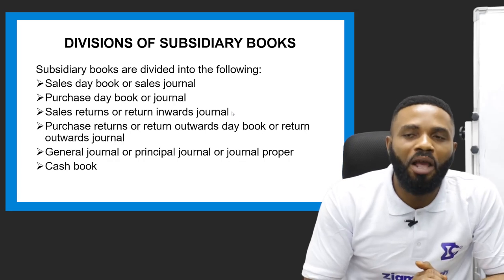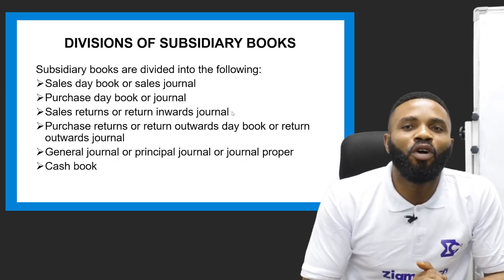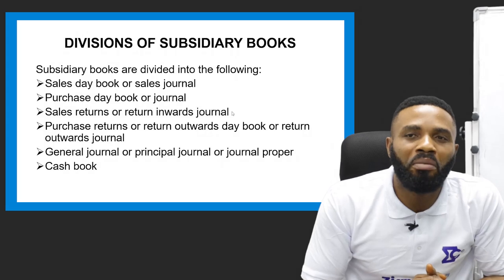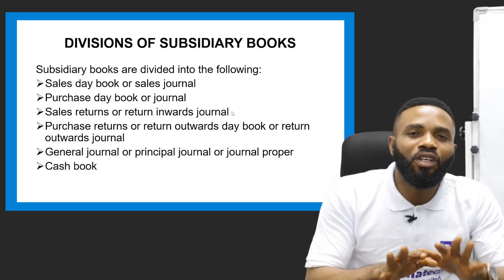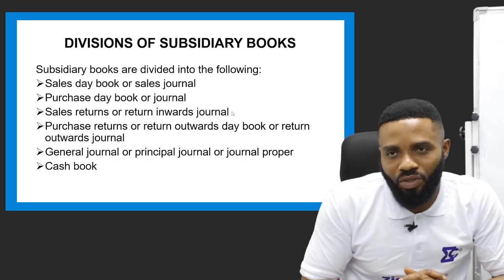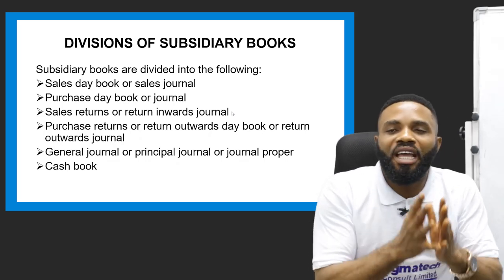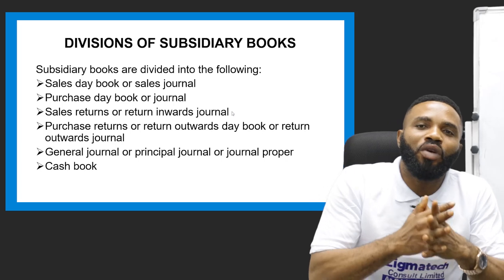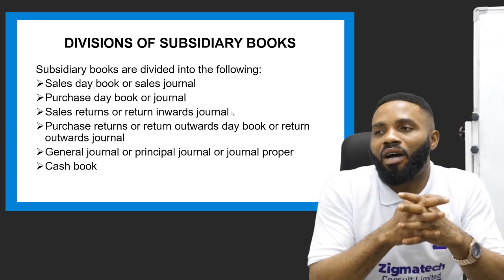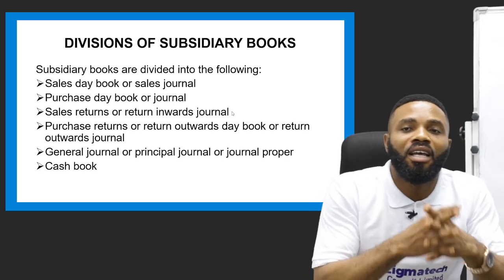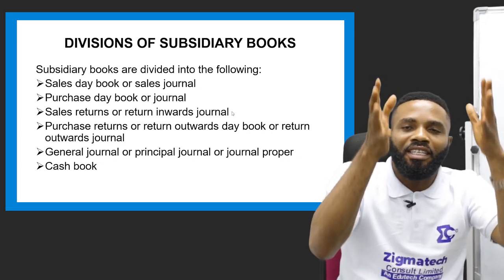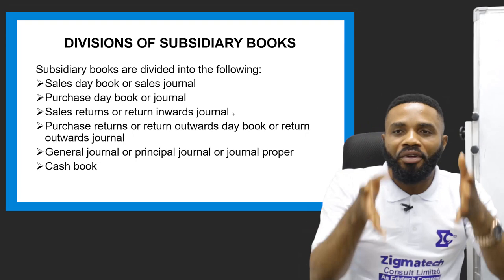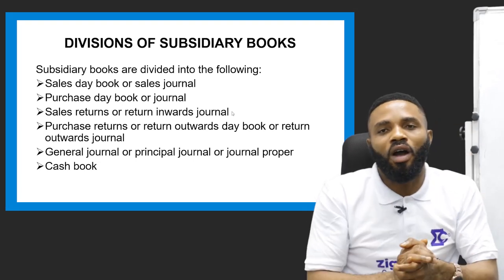And then the second to the last one is the journal, the general journal or principal journal or journal proper. This is what we call a multiple book. This one is used to record different transactions. Journals can be used to correct errors. Journals can be used to record assets, sales of assets and purchase of assets. It has a description, a narration, a date, and an amount.